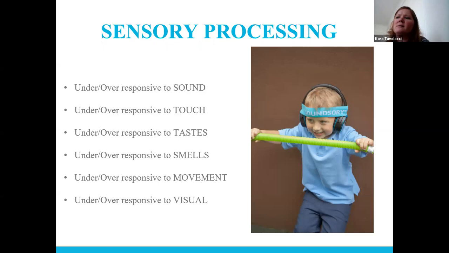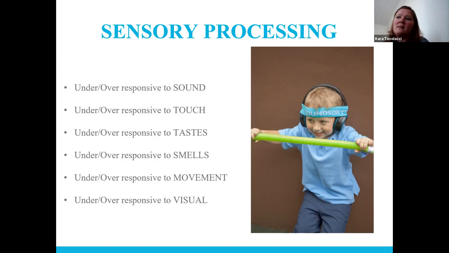They can seek a lot of visual input, or maybe when their environment is too visually stimulating, they tend to avoid it. They might have sensitivities to taste and smells, tend to be pickier eaters, prefer only certain amounts of food. They can be sensitive to movement, or avoid movement, or be always on the move. So lots of different areas in sensory processing that can be impacted.